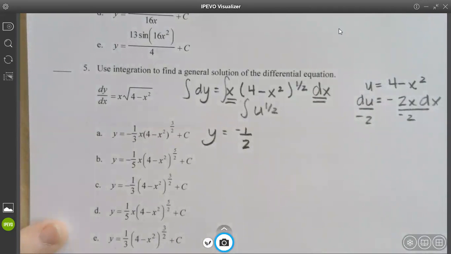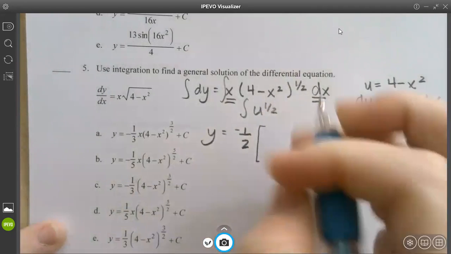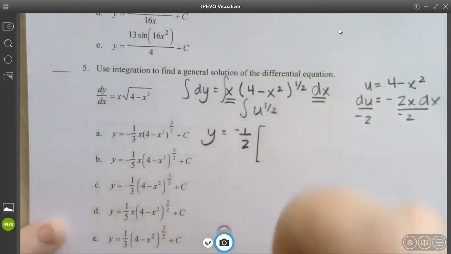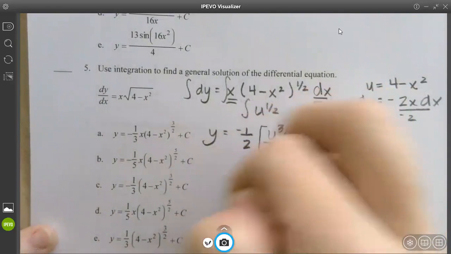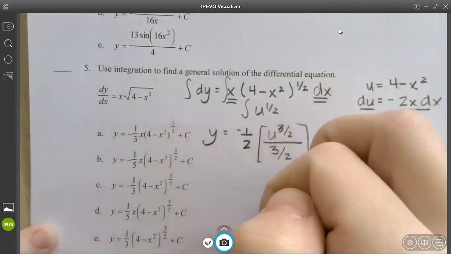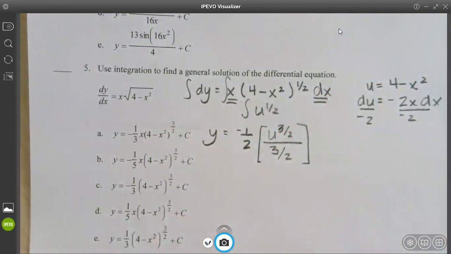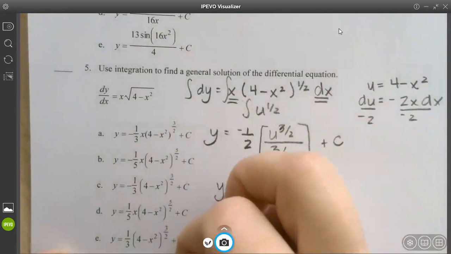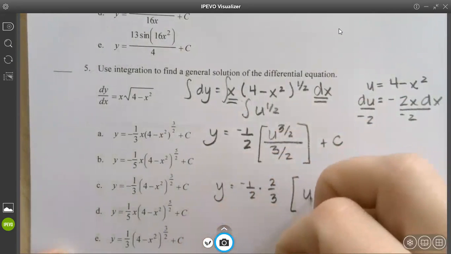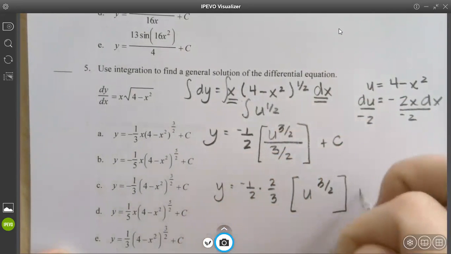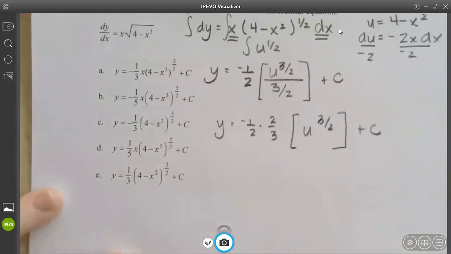What is it going to be? I'm going to do u to begin with. Just start with u. We'll plug it back in a minute. U to the 3/2 over 3/2. How did you get that? Add 1. And then we have that plus c. I don't divide by fractions, so I'm going to multiply it by 2/3. And that just leaves me with u to the 3/2 plus c. What happens on this front?